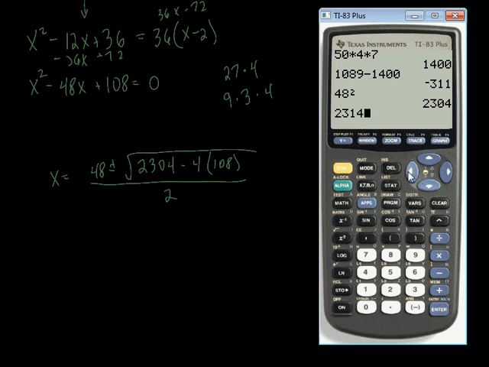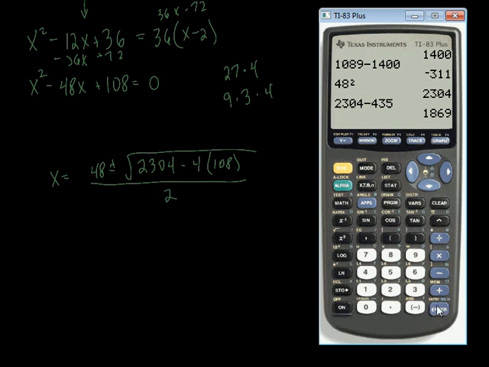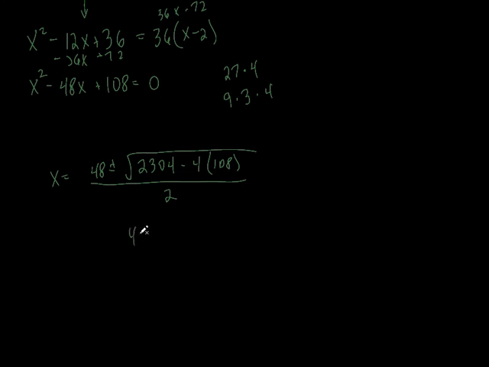So 2304 minus, what did I say that was? 432. 432 equals 1860. Oh, I can't write. So what should that be? 1872. Okay. So I've got 48 plus or minus, what was that number again? 1872. Okay, over 2. I don't know. That might simplify a little bit more.